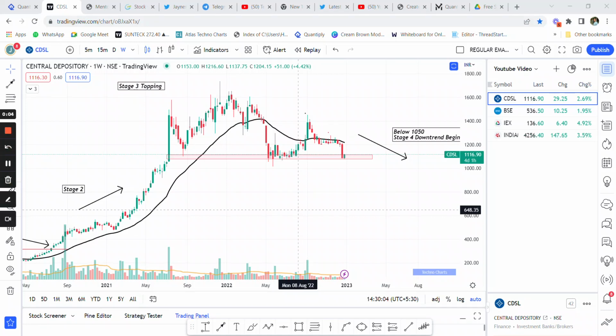And in today's video, I'm going to talk about CDSL, BSE, IEX, and INDIAMART. So we are going to talk about the stage analysis and the relative strength of these stocks and how to identify the next levels or what are going to be the breakout and breakdown levels for these particular four stocks.